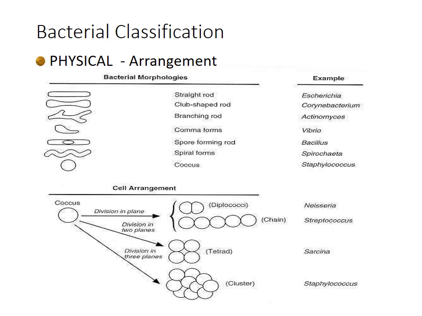So depending upon their cell arrangement, two, chain, or if they are in a group of four, they are called a tetrad. If they are in a cluster, they are called a cluster-type bacterium. Tetrads are normally seen with Sarcina, and cluster arrangement is normally seen with Staphylococcus.